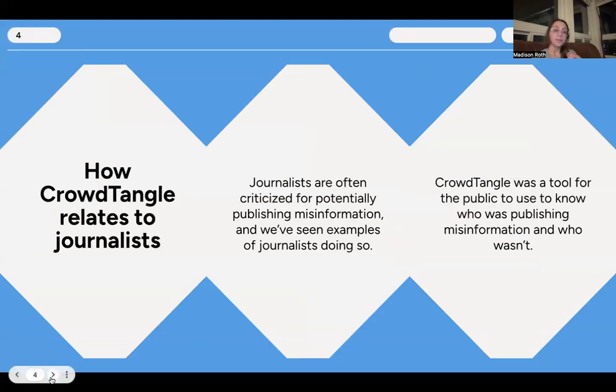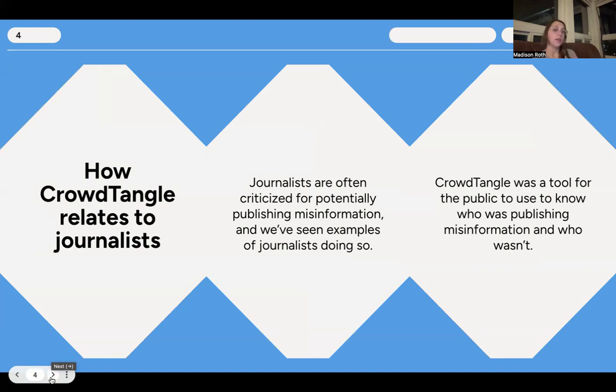So then how CrowdTangle relates to journalists, I feel like misinformation is so important right now because there are so many people who don't think that journalists are telling the truth. There's a lot of mistrust in the media. And so journalists are often criticized for potentially publishing misinformation. And we have seen this from some journalists in the past.